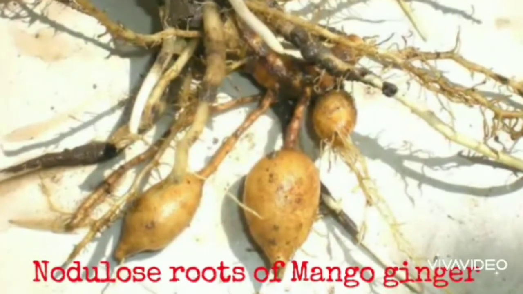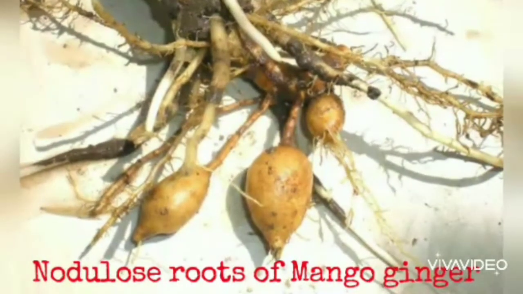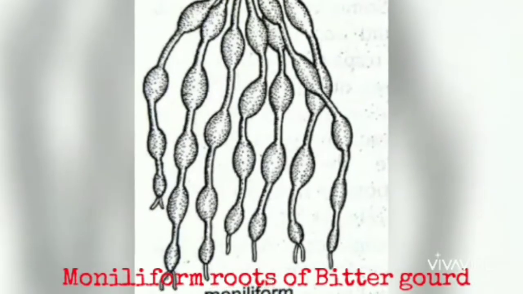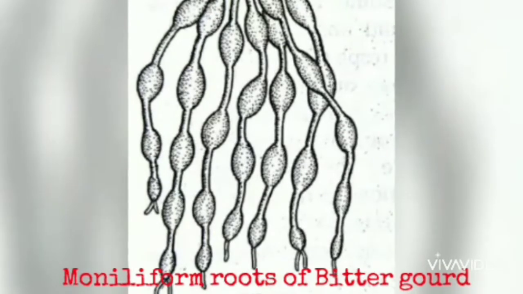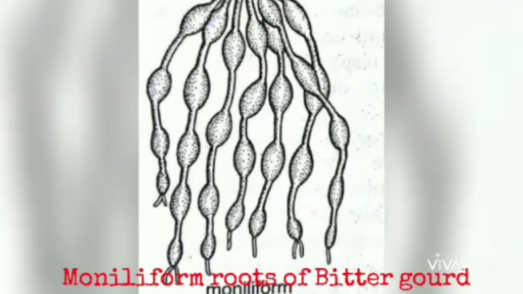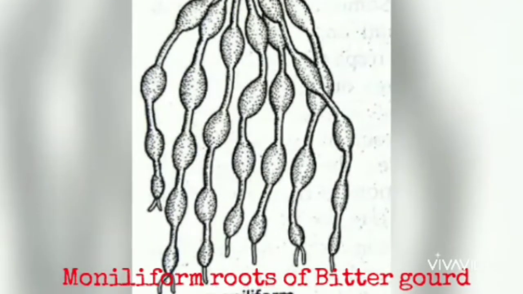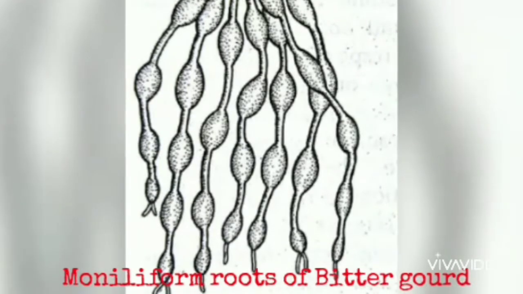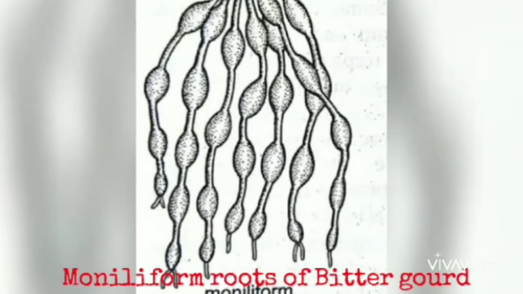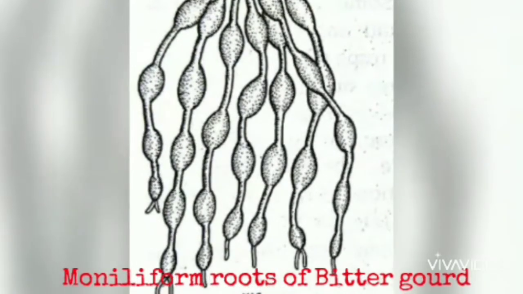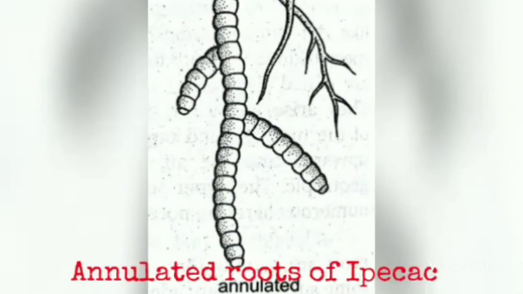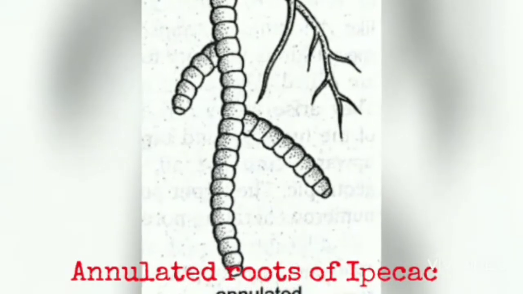Then comes the moniliform roots. Here in the case of the moniliform roots also, swellings can be seen because of the storage of food. But here the swellings come alternately, where one part is swollen and in the next interval it becomes constricted, and hence it gives a beaded appearance. And therefore the other name of the moniliform root is beaded roots, which is seen in the case of bitter gourd or Momordica charantia.